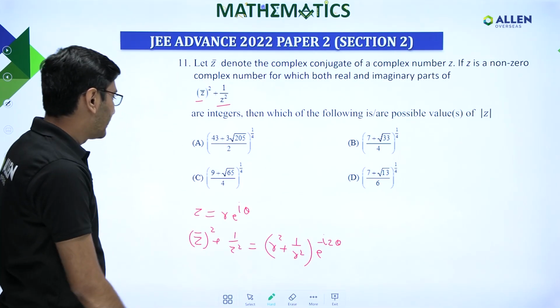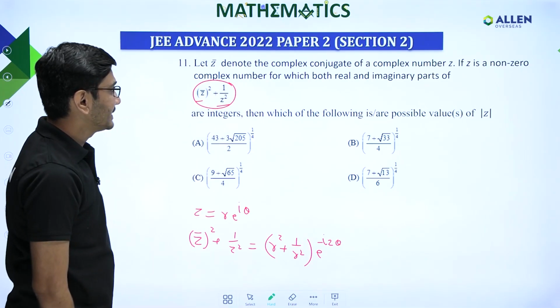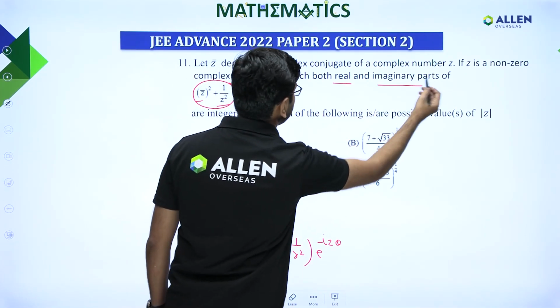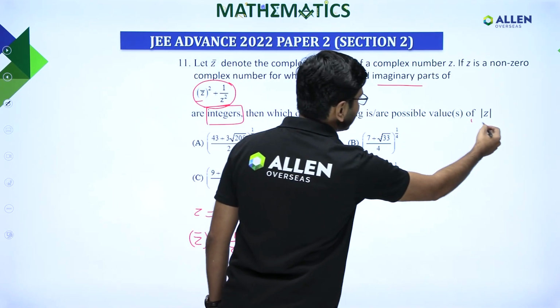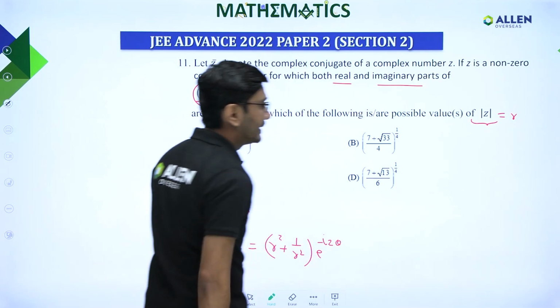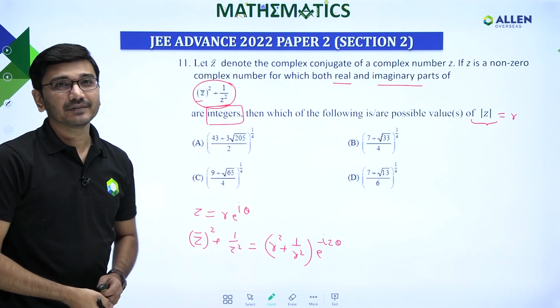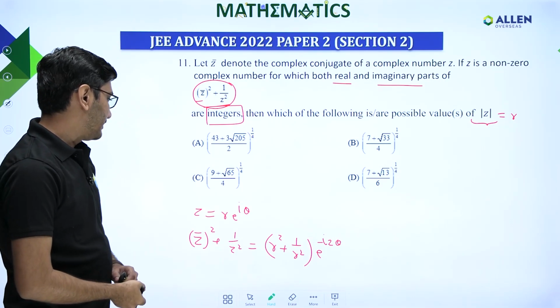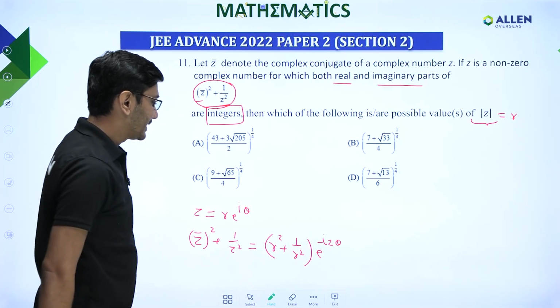What they are saying is that whatever complex number we are calculating, both its parts, real part and imaginary part, are integers. Then what should be the value of mod z? Means the value of r we should get is the question. So, these are the options given here, and out of this we need to check which option is correct. Okay. So, this is our complex number which in Euler form will be something like this.